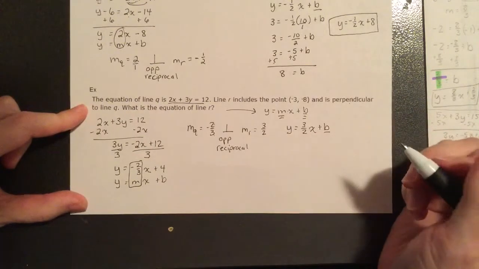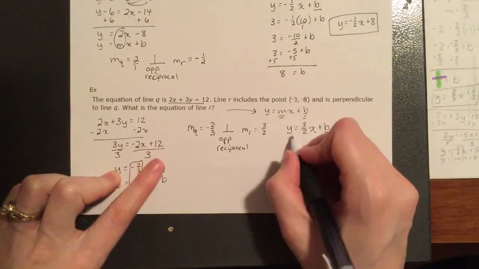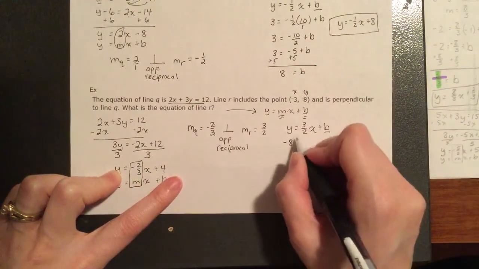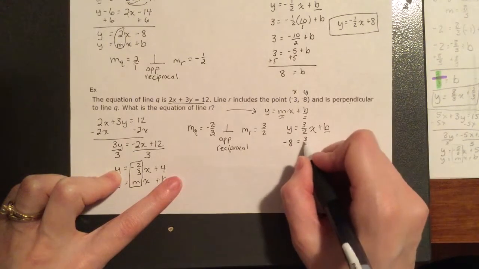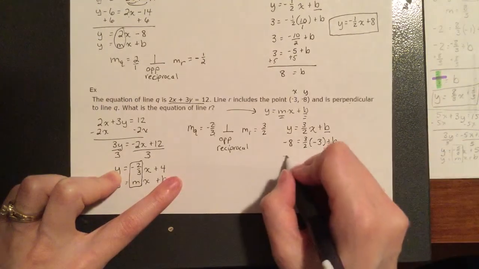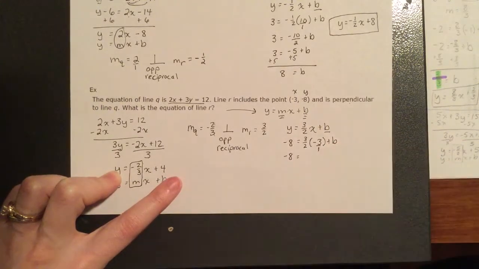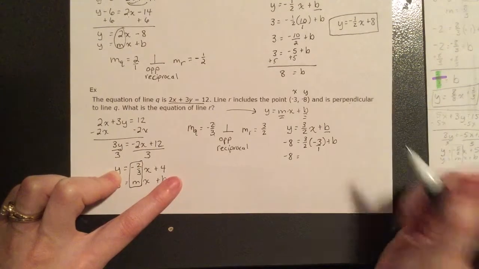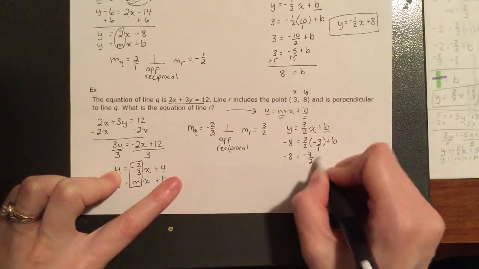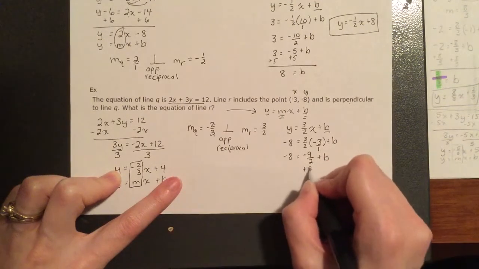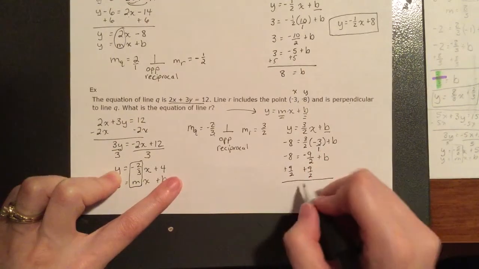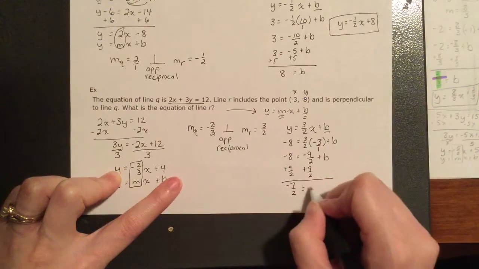Need a value for b. Can't use our old one, we need a new one. So to get that, we use our point, x, y. So we're looking at negative 8 for our y is going to be equal to 3/2 times negative 3 plus b. Negative 8 is going to be equal to, put the negative 3 over 1 so we can multiply our fraction straight across. 3 times negative 3 is negative 9 over 2. 2 times 1 is 2 plus b. Add the 9/2 to both sides. And that's going to leave us with negative 7/2 is equal to b.